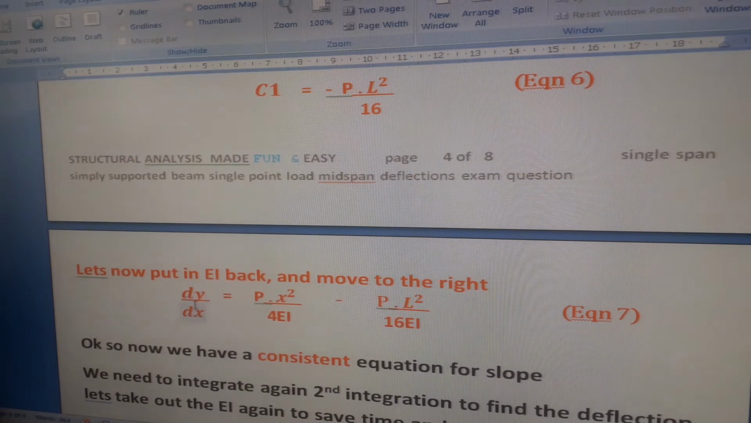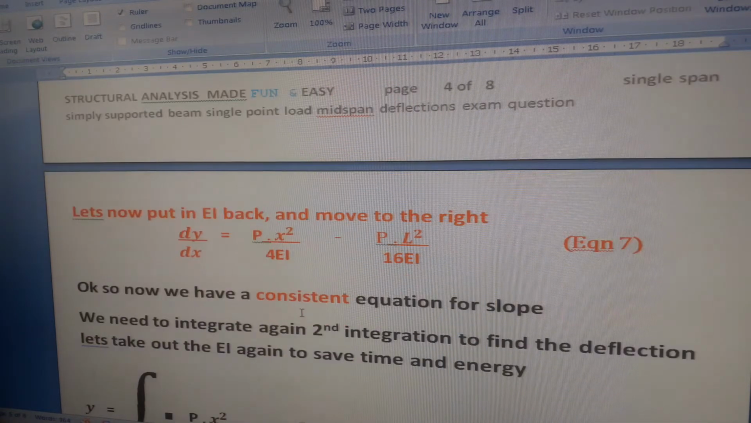That means that dy over dx equals Px squared over 4EI minus PL squared over 16EI. So you can see that on the right hand side we have one term that is fixed, because L is fixed and P is fixed, and one term with x, which is the variable part of the equation, the first part. So now we have a consistent equation for slope.